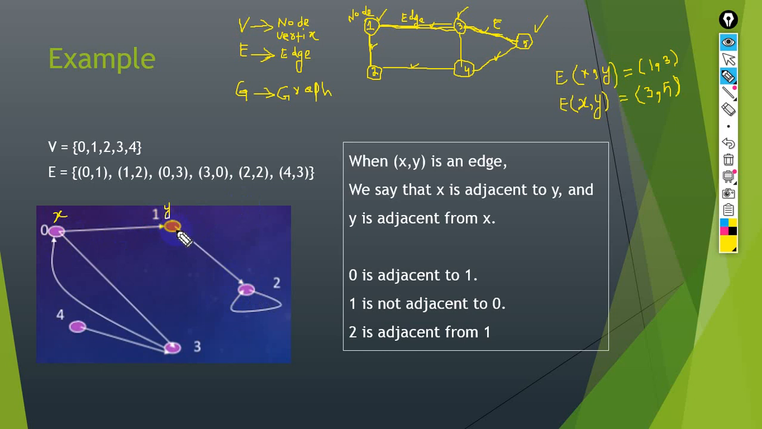We can say 1 is adjacent to 2 and 2 is adjacent from 1. So here 0 is adjacent to 3 and 3 is adjacent from 0.